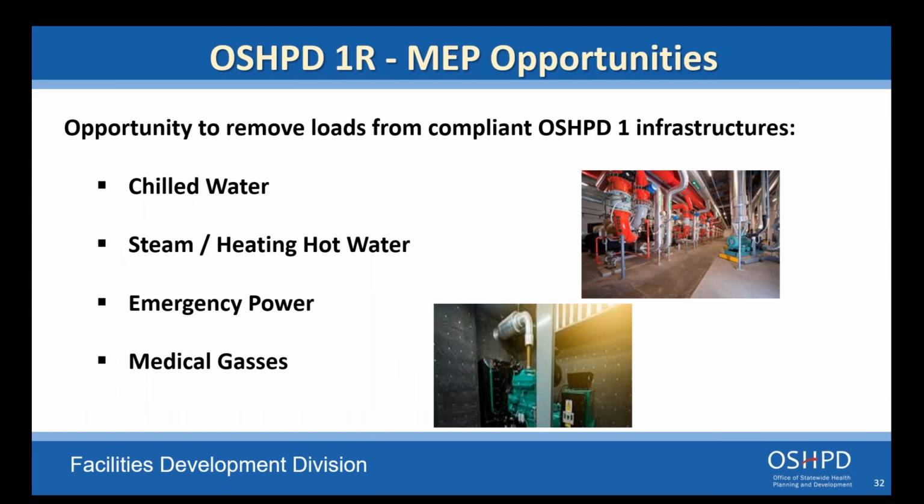Yeah, it talks about removing loads from compliant OSHPD 1 infrastructures. So a lot of these systems will be separate in a 1R facility. They'll be separate for that building, not serving other buildings. Especially with medical gases, that's a pretty hot item there. And you're going to find in some of these cases too, for some of these medical campuses, you'll see something like a med gas source equipment, maybe a chiller that might be trying to serve other buildings or might be applicable to serve other buildings. That's where you have to be careful about these requirements. So next slide, Caesar.